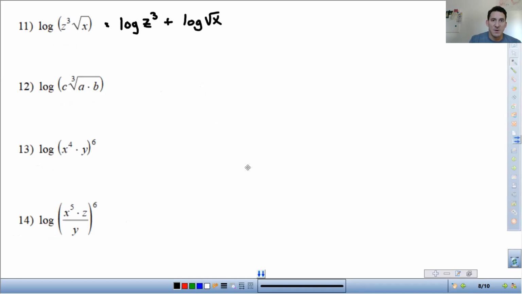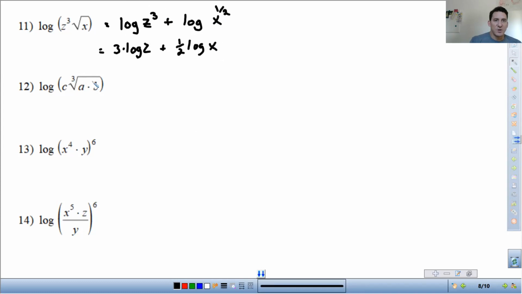There's some Zoom stuff in my way. Here we go. You can change a square root into an exponent. So the square root of x is the same thing as x to the 1/2. Now the last step to expanding is moving the exponents out front. So it's going to be 3 times the log of z plus 1/2 times the log of x. And that's it on that one.